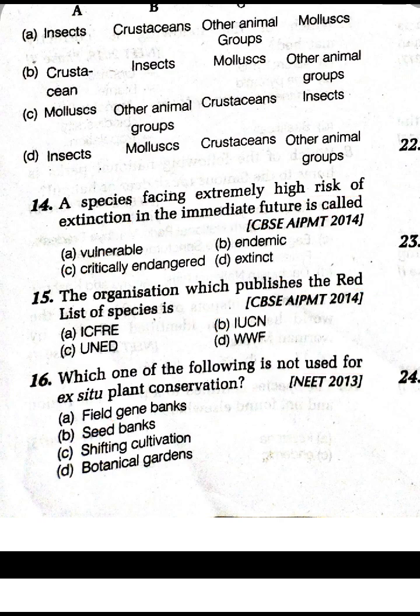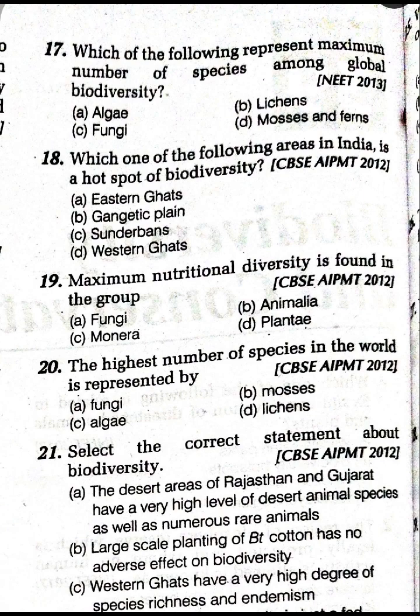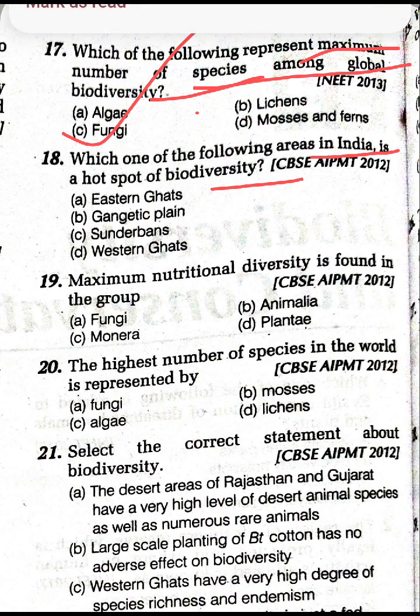Next one, which of the following represents the maximum number of species among global diversity? So out of the given options, it is C, fungi. They represent the maximum number of species. Next, which one of the following areas in India is a biodiversity hotspot? So in India there are two biodiversity hotspot areas, Eastern Himalaya and Western Ghats. So in this case it is option number D, which is the correct one.